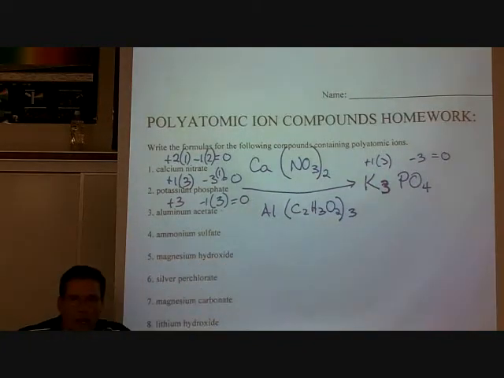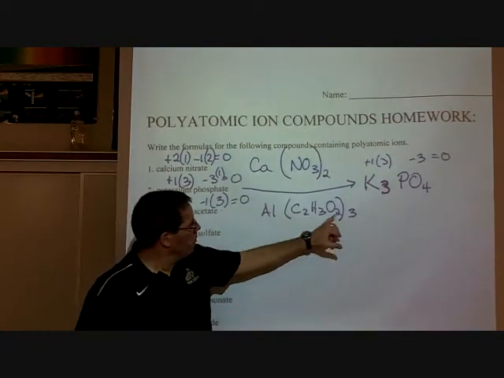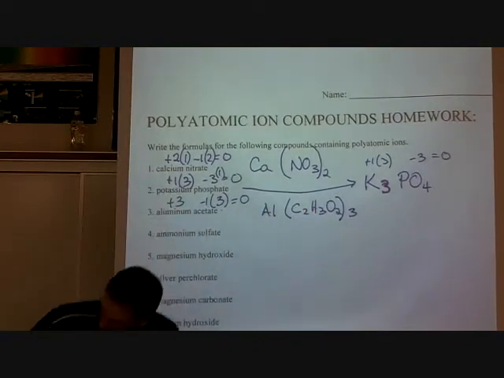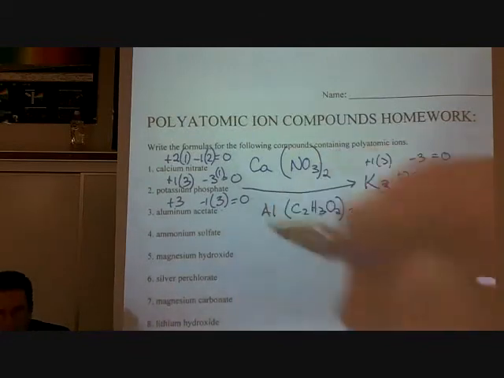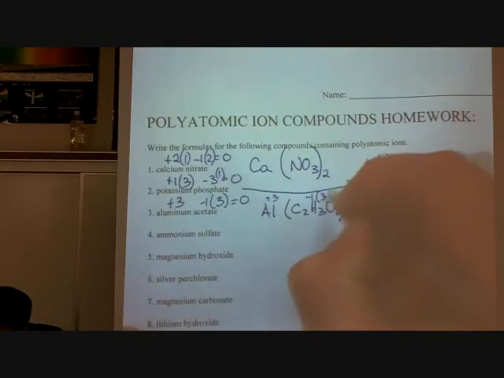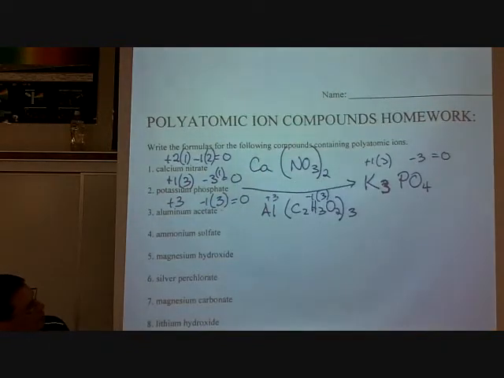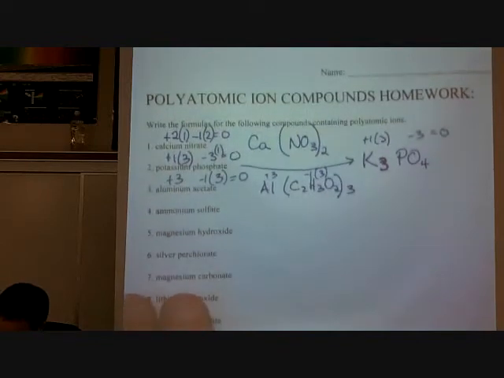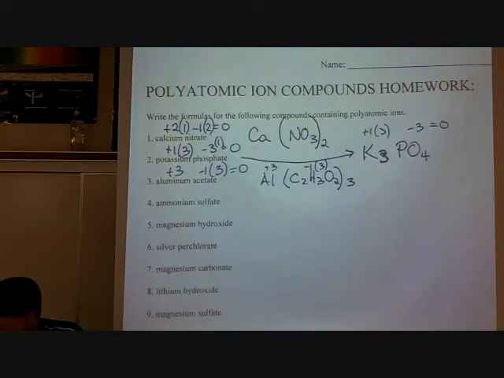Aluminum acetate. Now again, the 3 is because each one of these has a -1 charge and the aluminum has a +3 charge. And again, what I like doing, especially starting out, is putting the charges above it just so I can know. That's an option if you wish to do that or not. All right, the next example, number 4, ammonium sulfate.